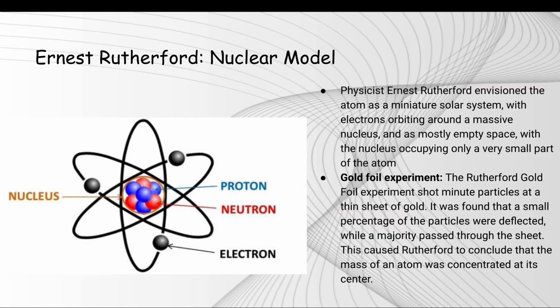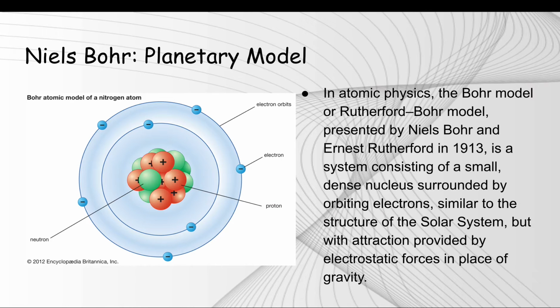This was discovered with the famous gold foil experiment. The Rutherford gold foil experiment shot miniature particles at a thin sheet of gold. It was found that a small percentage of particles were deflected while the majority passed through the sheet. This caused Rutherford to conclude that the mass of an atom was concentrated at its center.